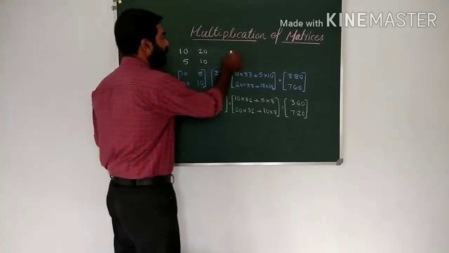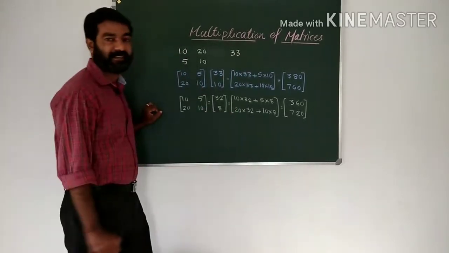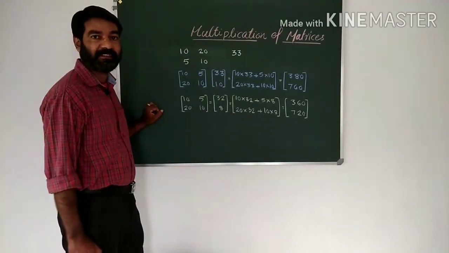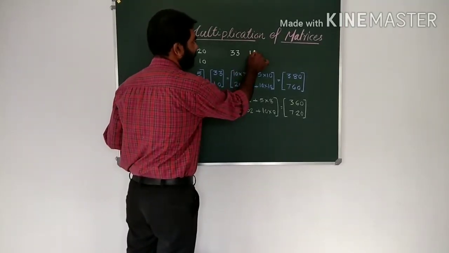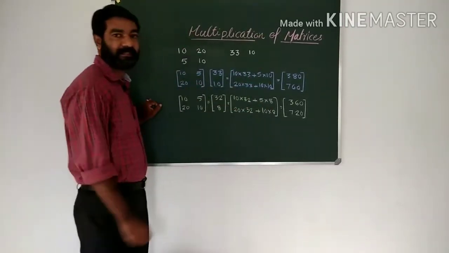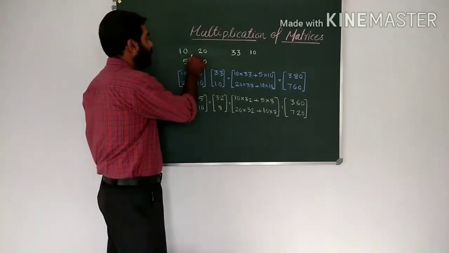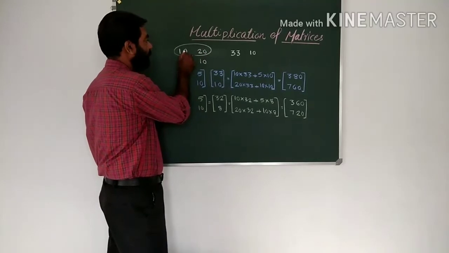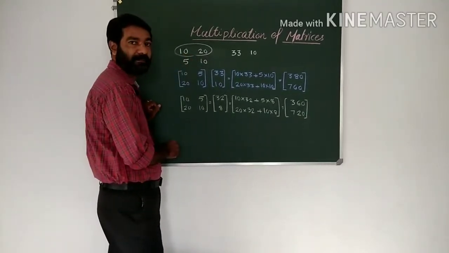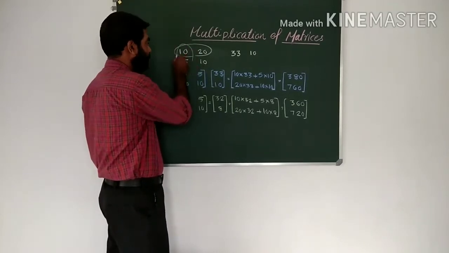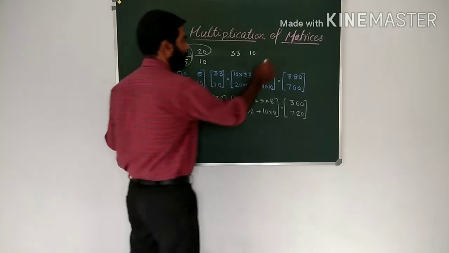The price of the notebook is 33 rupees, and the price of a pen is 10 rupees. So, I want 10 notebooks and 5 pens. See how much I have to pay?